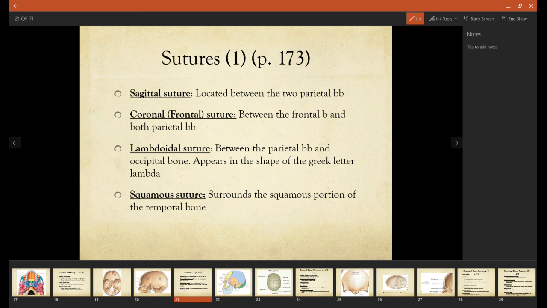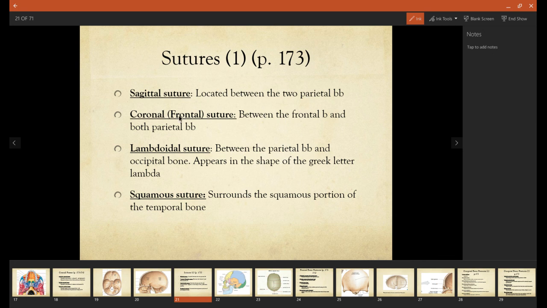We also have sutures that are found in the skull. Now, if you recall learning about joints, sutures are synarthritic joints, meaning they don't really move. And these are where these bones come together and fuse. So the first one's called the sagittal suture, and it gets its name because it runs in the sagittal plane, and it's going to be located just between the two parietal bones.